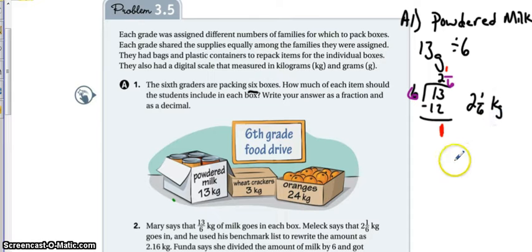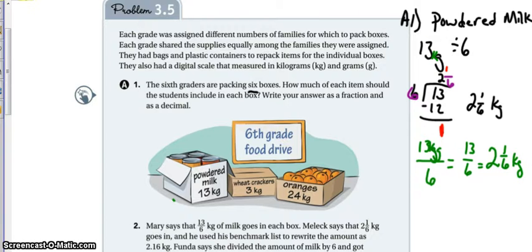kilograms of powdered milk. Now, another way that we can show this real quick is by saying we had 13 grams, or kilograms, I guess. So I said it wrong up here. 13 kilograms of powdered milk. We're dividing it equally amongst 6 boxes. That would give us the fraction of 13 over 6, which when we reduce that, we would get 2 1/6. So 2 different methods for doing that.